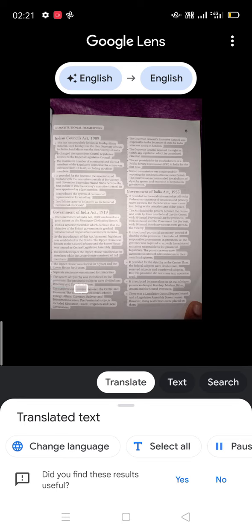The subjects were divided between the center and provinces. The central subjects were defense, foreign affairs, currency, railway and telecommunication. The provincial subjects included education, health, irrigation and local government.